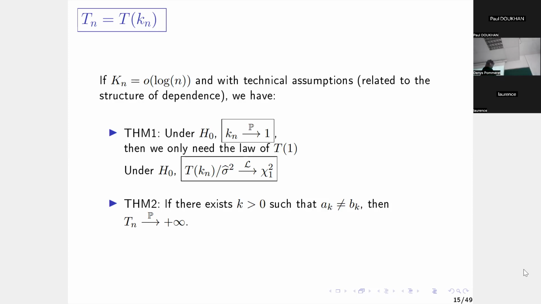And if you are not under the null, then you will detect the difference, and asymptotically your statistic will tend to infinity. So this is the basic property of the smooth test, and it works very well because you have an automatic detection of the difference between your coefficients, and it gives you a very simple asymptotic distribution.